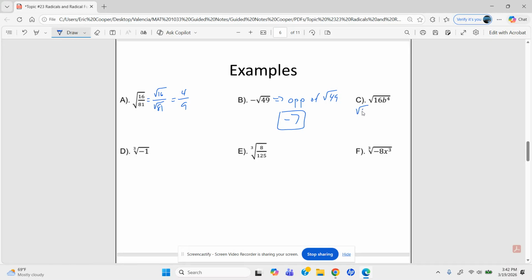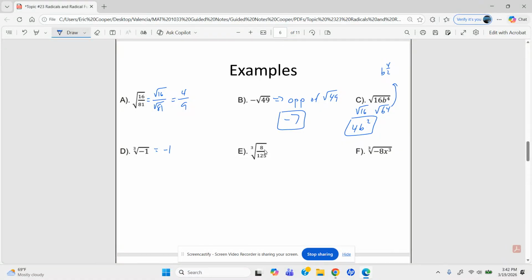Here I'm going to take the square root of 16 and the square root of b to the 4th. The square root of 16 is 4, and the square root of b to the 4th is just taking the 4 and dividing it by 2, leaving me with b squared. The cube root of negative 1 is negative 1, because negative 1 times itself 3 times gives me negative 1. Again, a negative on the inside is okay as long as the index is odd.